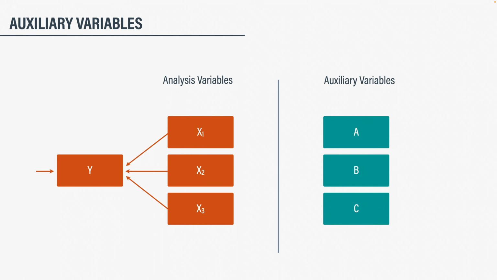As an example, suppose our analysis model is a multiple regression with three predictors, x1, x2, and x3. If our data were complete, no other variables would enter the analysis. However, with missing data, we may want to incorporate additional variables like A, B, or C into our analysis to recapture some of the lost information.